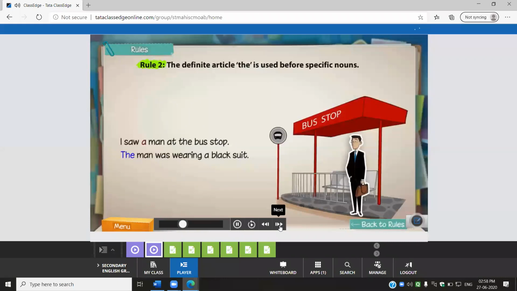Similarly, use of the definite article the before the noun bus stop shows that a specific bus stop is being referred to. On the other hand, the indefinite article a before black suit shows that no specific black suit is being referred to. It is simply one of many possible black suits.